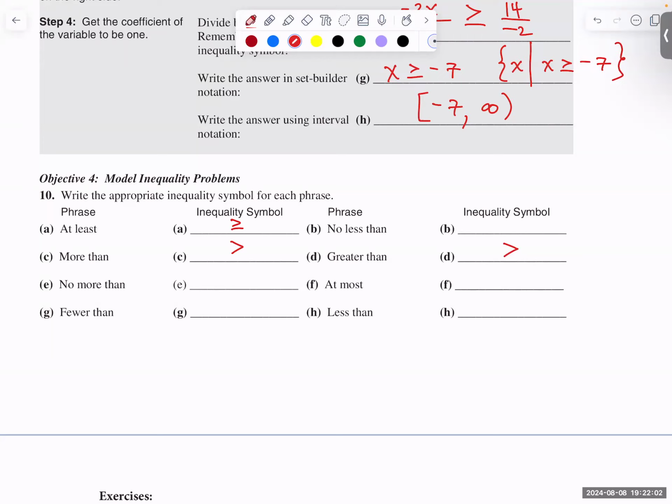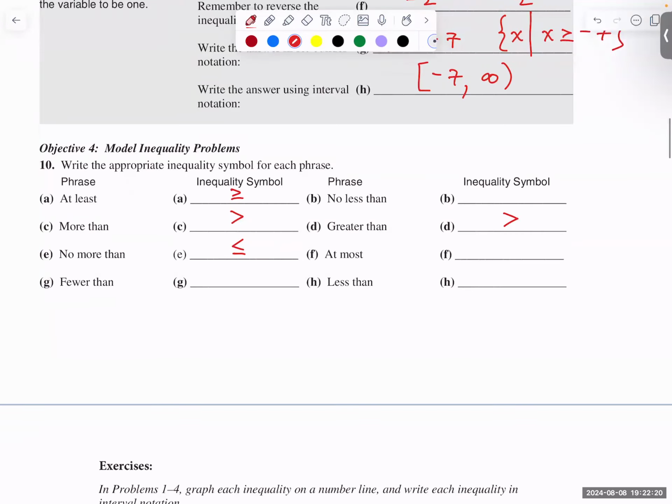No more than means translation up to and including some value. So values that are less than or equal to will be not more than whatever the limiting value is. Fewer than is just like is less than in part H. So fewer than is less than. So again, H has the same answer.